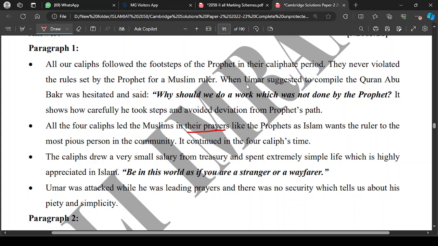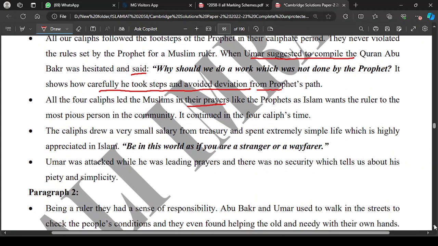In the same way, when Umar (RA) suggested compiling the Quran to Abu Bakr, he hesitated, saying, why should we do a work which was not done by the Prophet? So it shows how carefully he took steps and avoided deviation from the Prophet's (peace be upon him) path. They wanted to follow the footsteps of the Holy Prophet (peace be upon him) in everything.